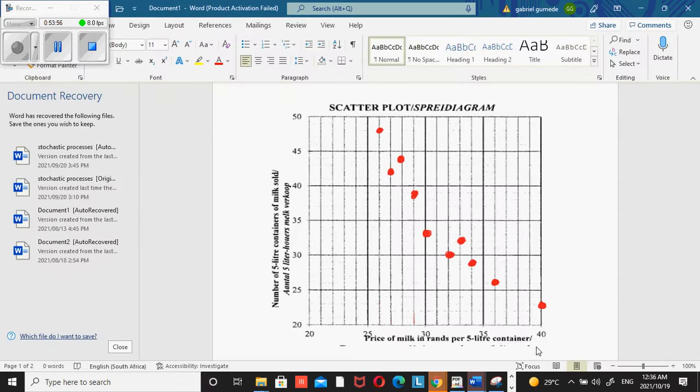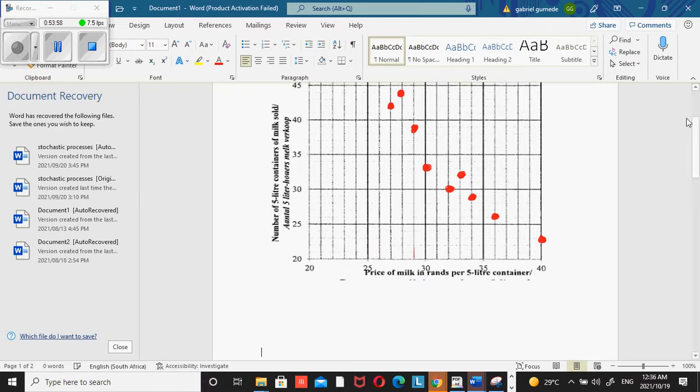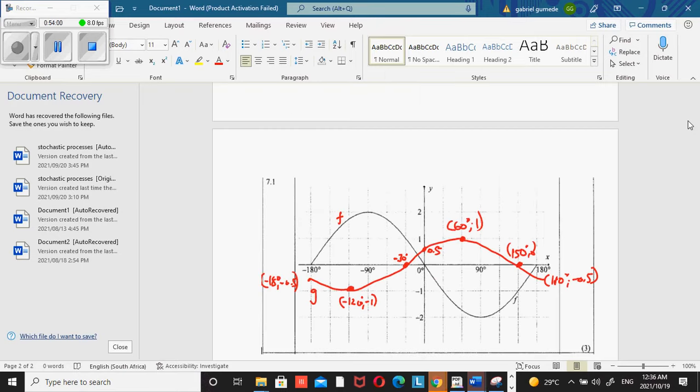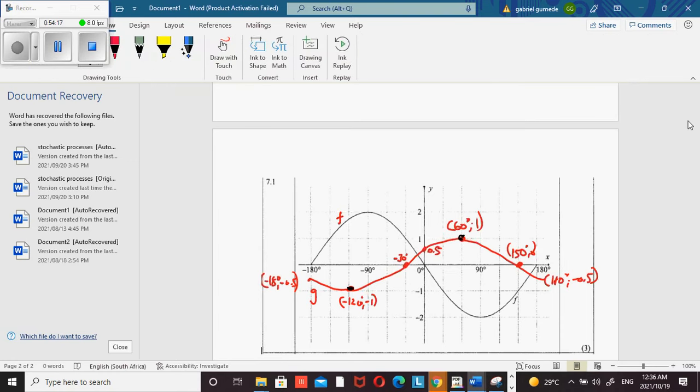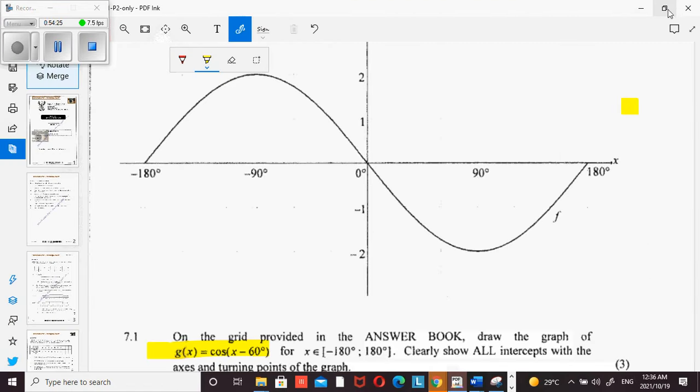So I've already drawn it because I didn't want to waste time. So this is your graph. This is the original graph. You were given the graph of f, and this is my g. Okay, so this is just shifting cos x 60 units to the right. You can see the points. So you have the maximum here, you have the minimum here, and you have the end points here. Okay, so that wasn't very bad. That wasn't a train smash.